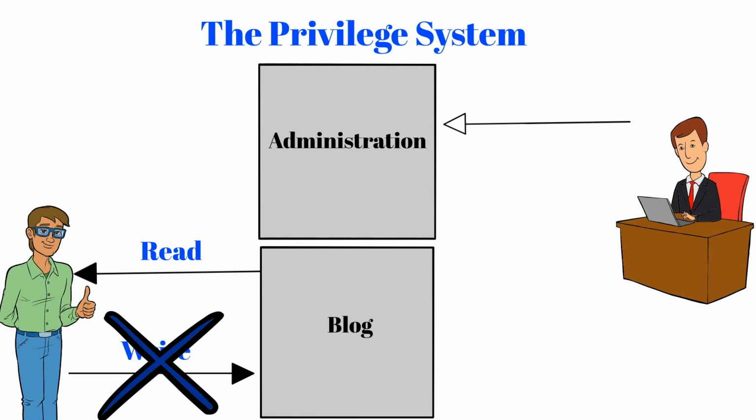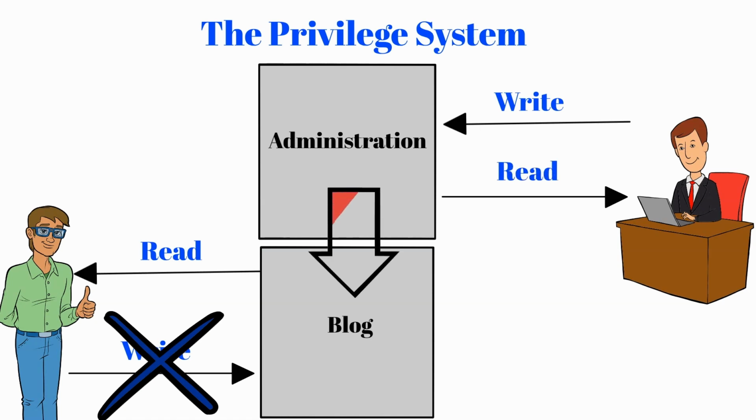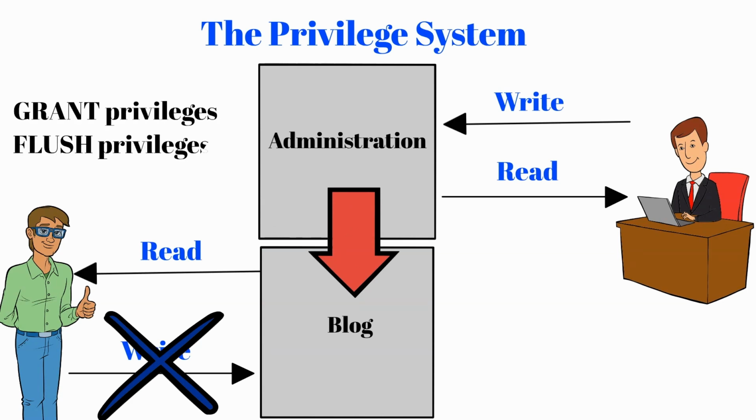A good example of how to handle it is to imagine two applications, one to create content for the blog and the second only to browse it. The second application should not even know about the existing user that can manage content. In MySQL, we use the commands grant privileges and flush privileges.